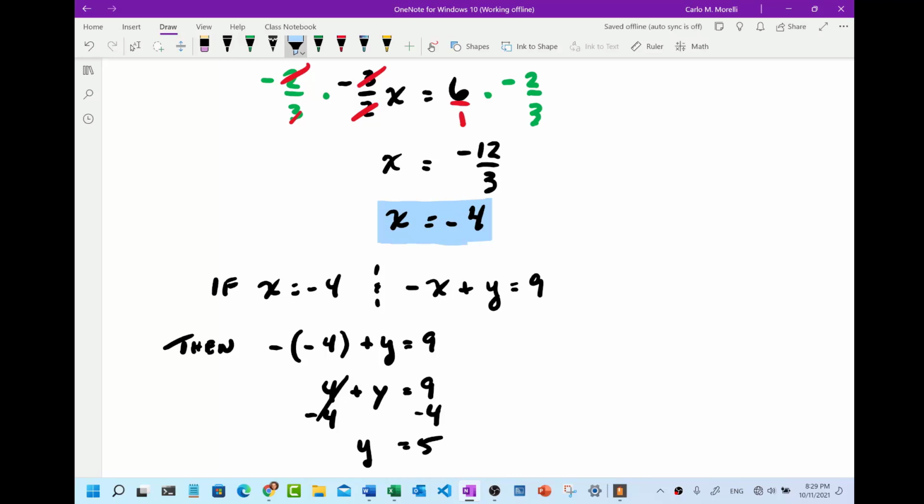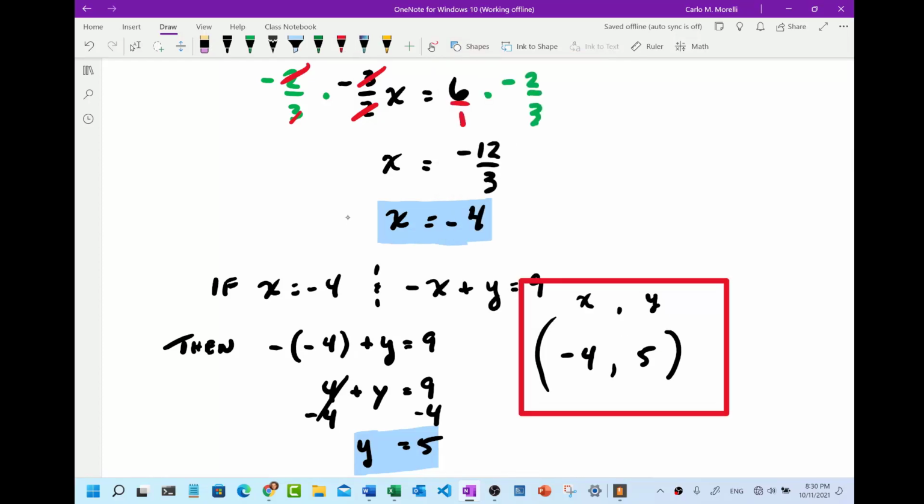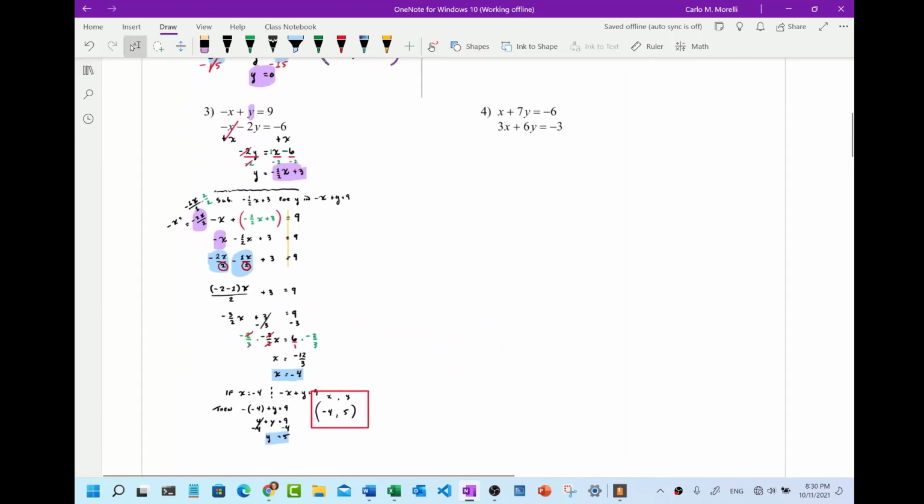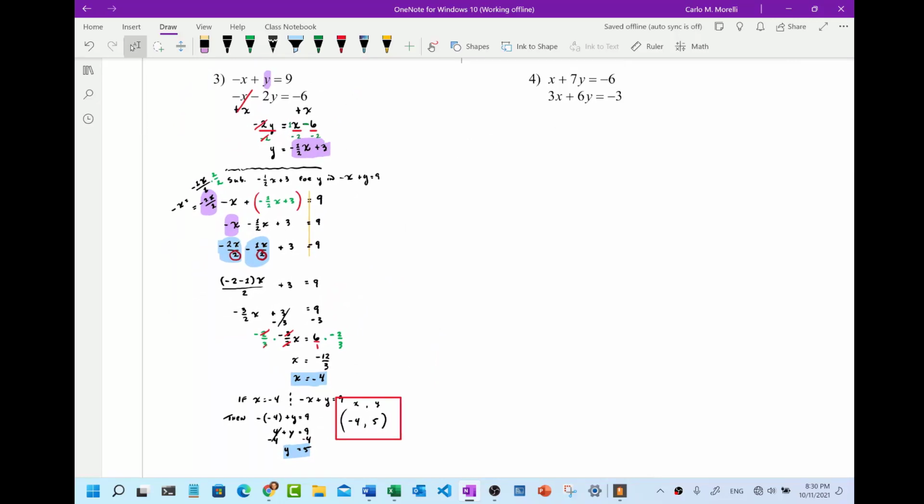So y equals 5 and x equals negative 4. Anybody tell me what quadrant that is in? Where is x negative and y positive? It would be quadrant 2, right? So x comma y, we got negative 4 comma 5. Okay, and that's going to be your solution there to the problem. Alrighty. And that is the end of number 3.